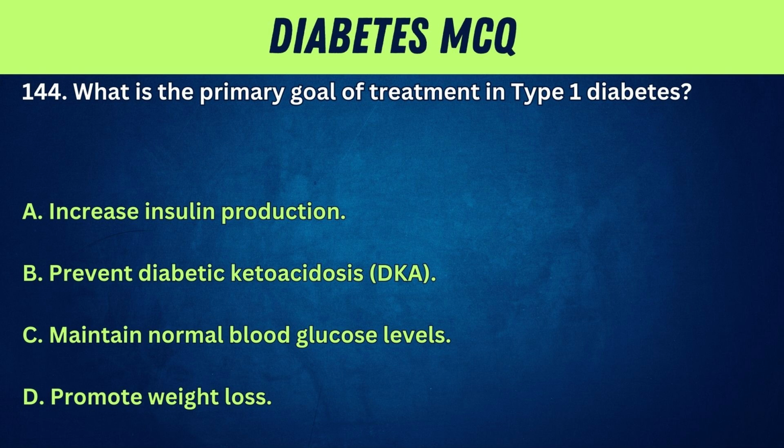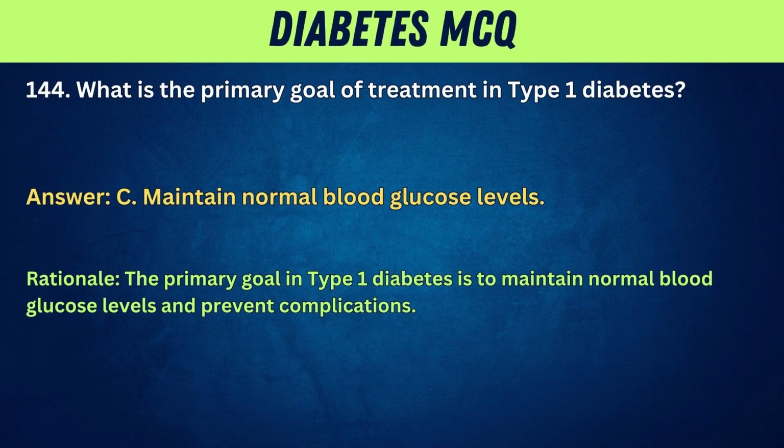144. What is the primary goal of treatment in type 1 diabetes? A. Increase insulin production. B. Prevent diabetic ketoacidosis, DKA. C. Maintain normal blood glucose levels. D. Promote weight loss. Answer: C. Maintain normal blood glucose levels. Rationale: the primary goal in type 1 diabetes is to maintain normal blood glucose levels and prevent complications.